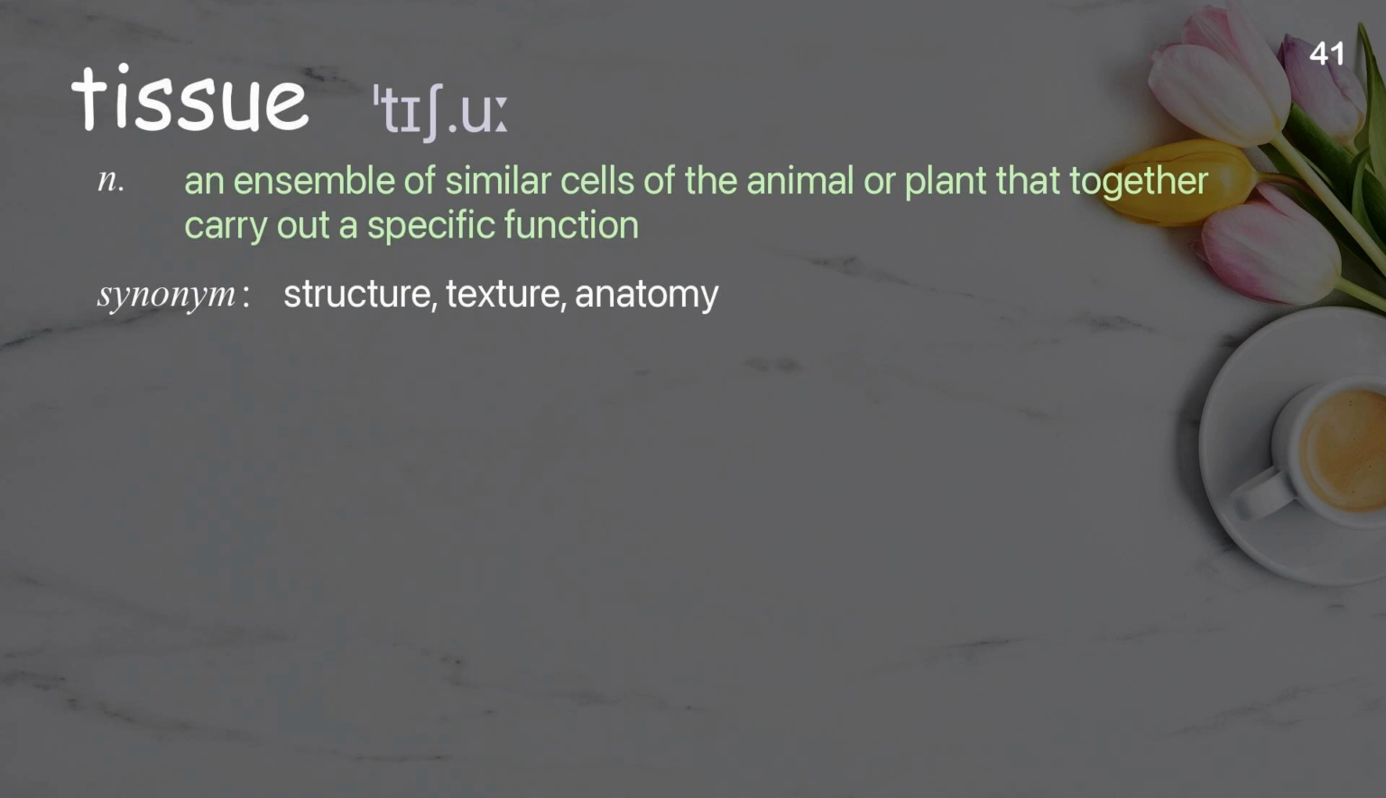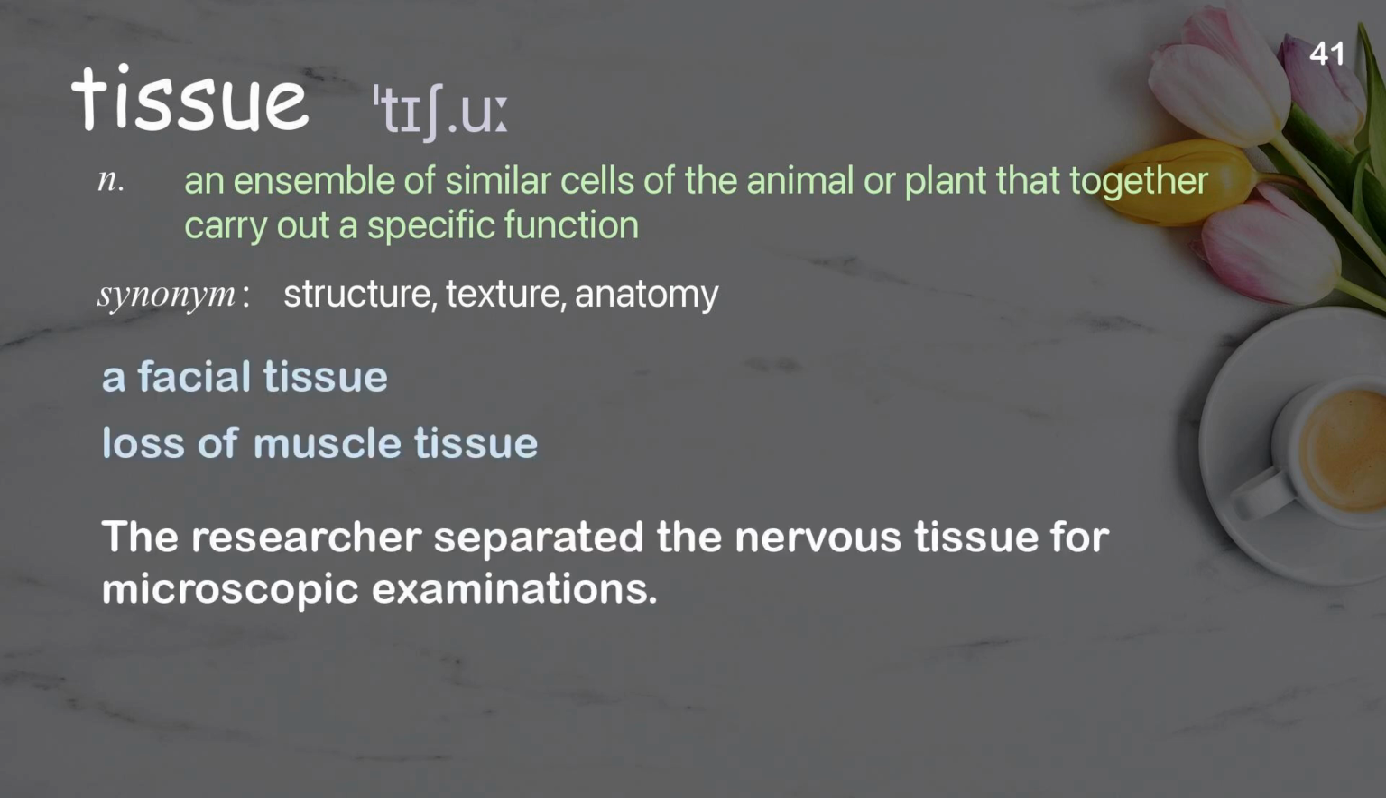Tissue: An ensemble of similar cells of the animal or plant that together carry out a specific function. Examples: A facial tissue. Loss of muscle tissue. The researcher separated the nervous tissue for microscopic examinations.